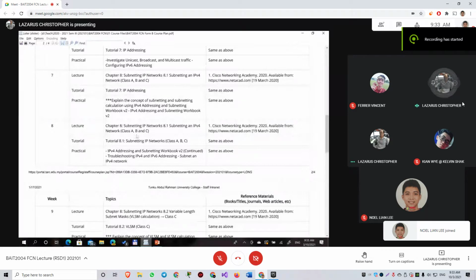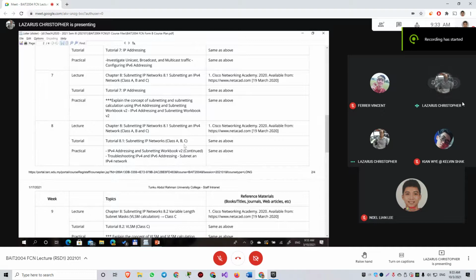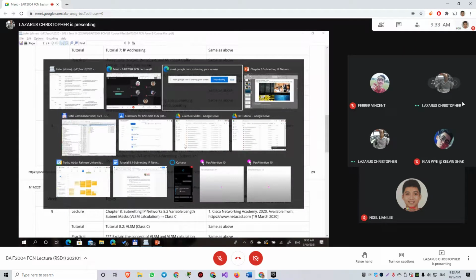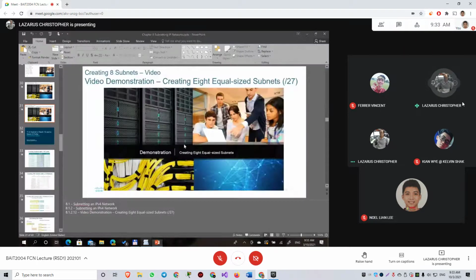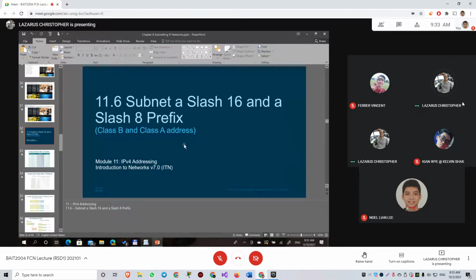Right, so we're still on subnetting IP networks. From the previous week, we have actually reached the end of the subnetting for /24 networks. In the session this week, we're going to look at the /16 and /8 subnetting.